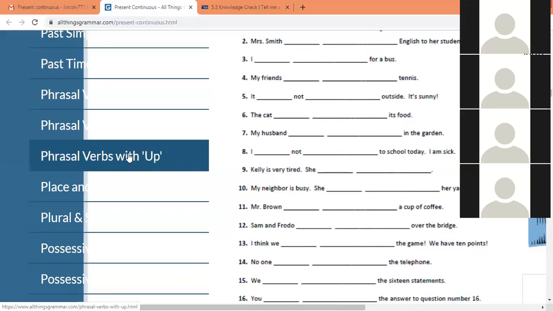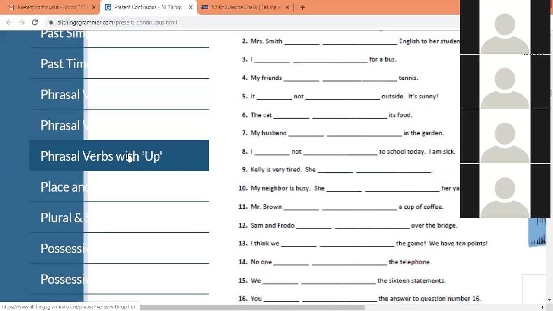Number 12, Wilbur. Sam and Frodo are going over the bridge. Good. Number 13, Ernesto Palacios. I think we are playing the game. We have a 10-point lead. Winning. We're winning the game. Good. Number 14, Emolina.